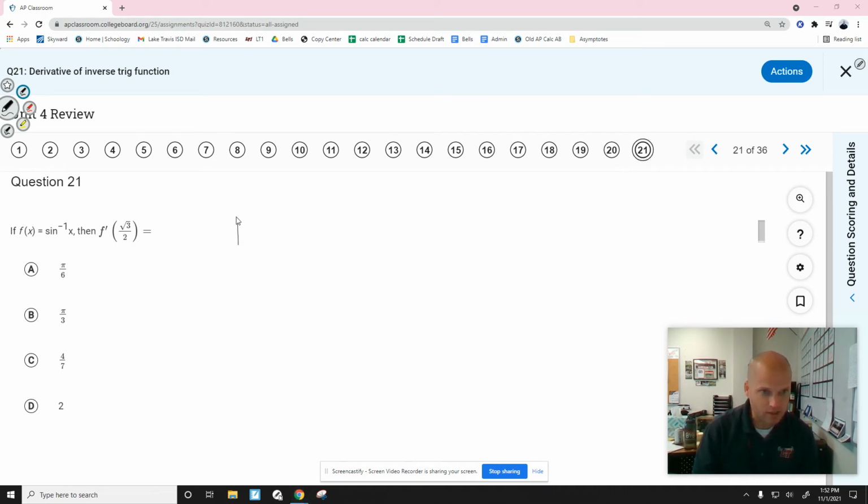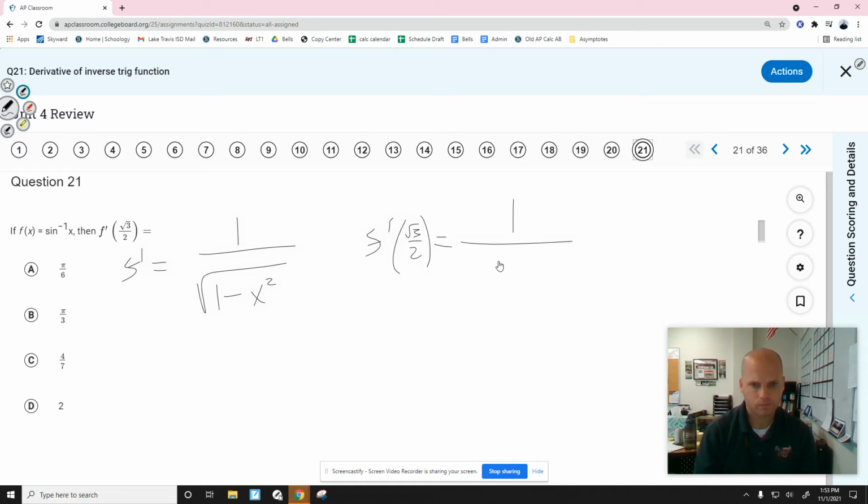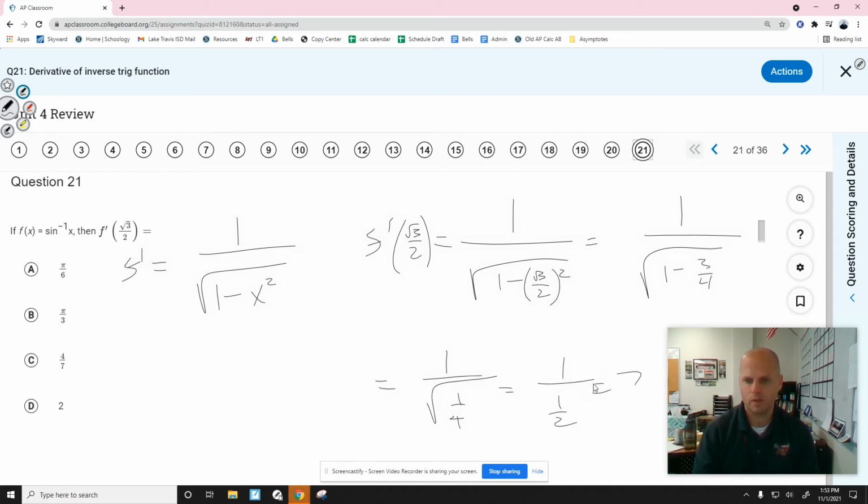All right, inverse trigs. There's a lot of inverse trigs on this. The derivative is that for arc sine. Plug in root 3 over 2. You get 1 over root 1 minus 3/4. We need to be able to do this. This is 1 over root 1/4. Root 1/4 is 1/2, giving me 1 over 1/2, which is 1 times 2. Boom! All right, I'm tired of these inverse trig.